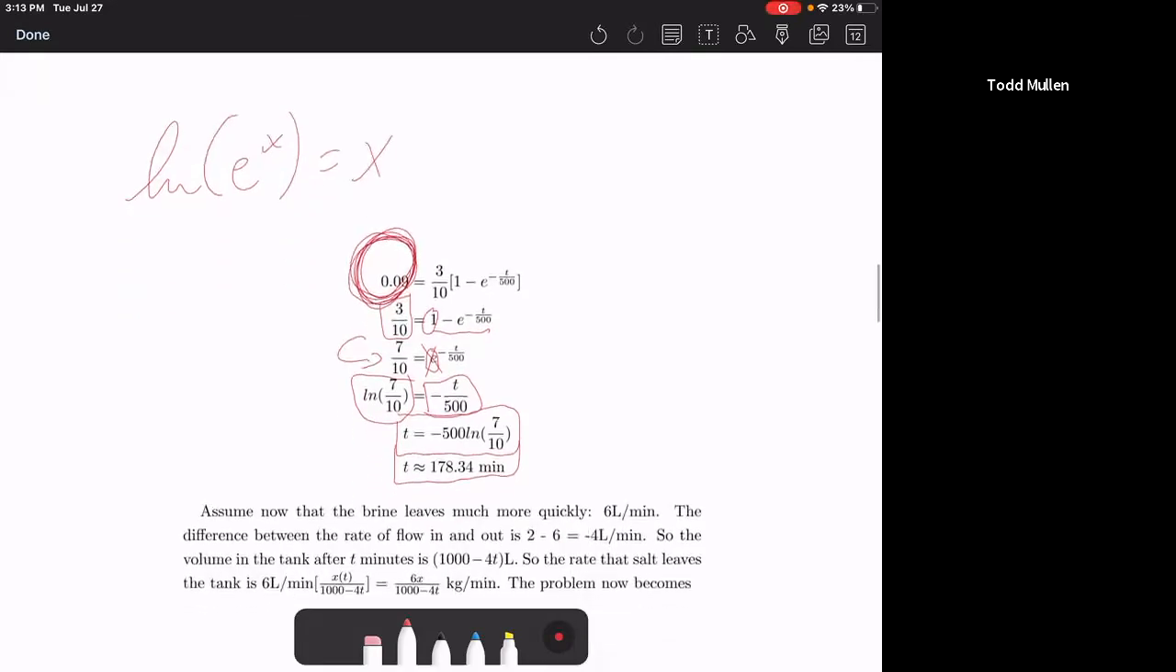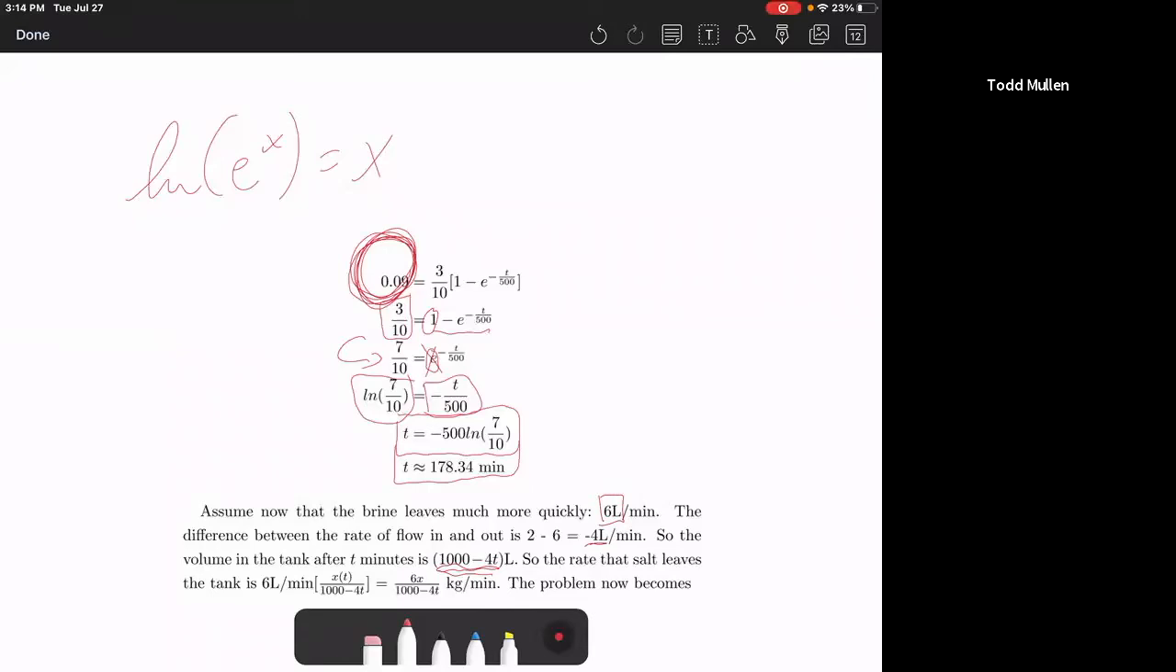Okay, assume now that the brine leaves much more quickly. It still enters at 2 liters per minute, but now it leaves at 6 liters per minute. The difference between the rate of flow in and out is now negative 4. So the volume in the tank after t minutes isn't 1,000 liters anymore. It's going down, down, down. So now it's 1,000 minus 4t liters.